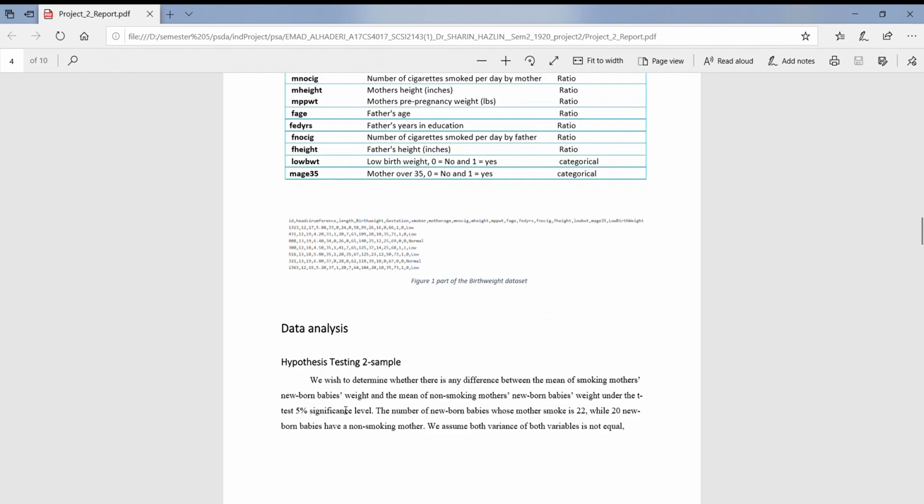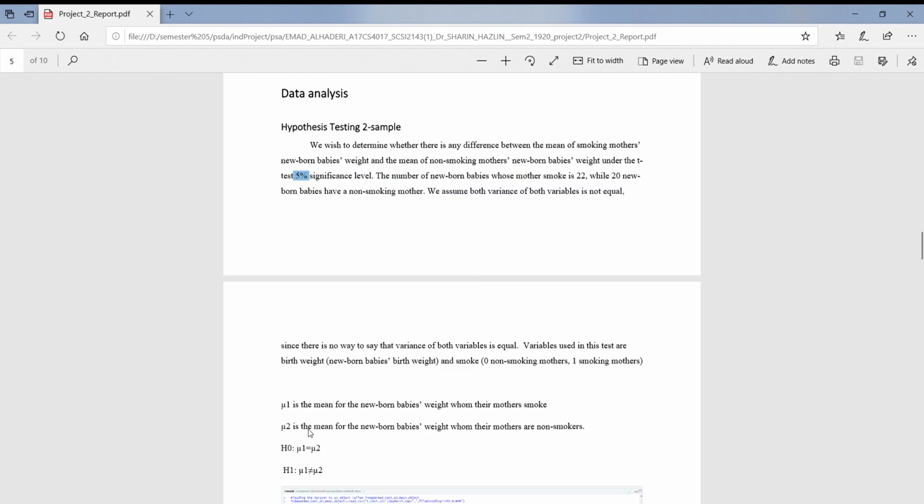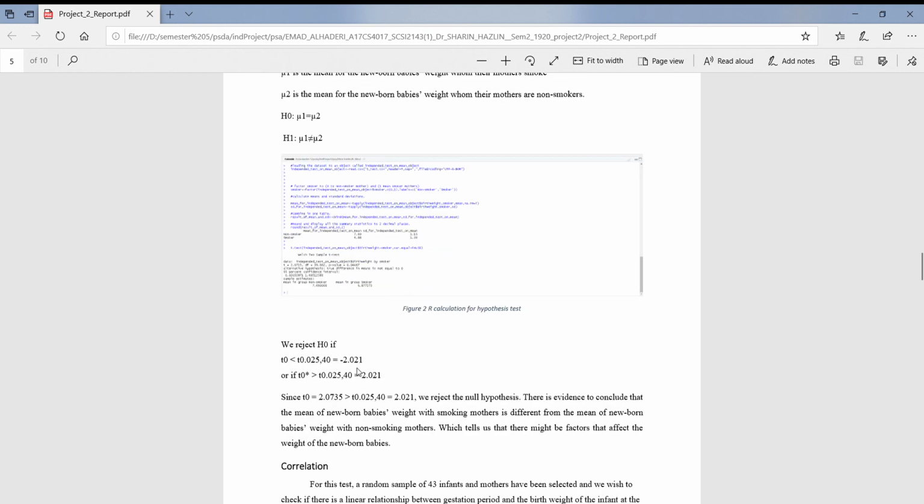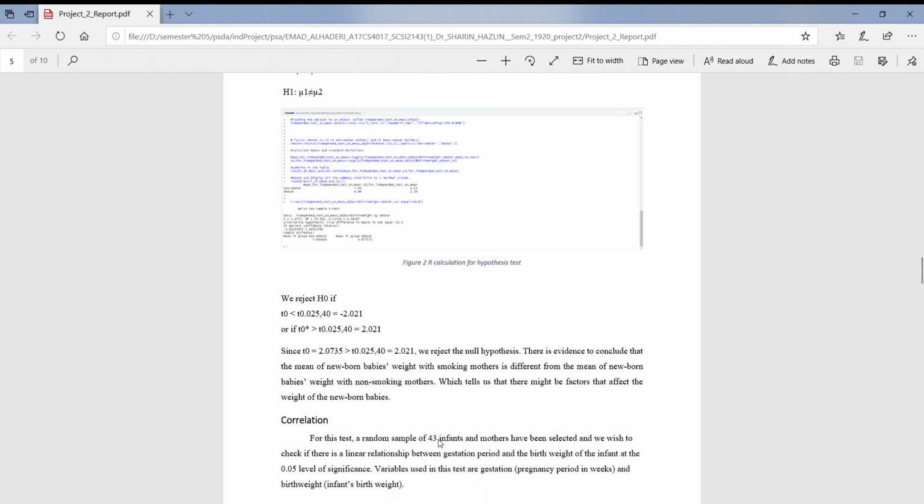So going to the data analysis, I will start first with the hypothesis testing of two samples. In this test, we wish to determine whether there is a difference between the mean of the smoking mother's newborn baby's weight and the mean of non-smoking mother's newborn baby's weight under the t-test at a 5% significance level. After conducting the test, I have come to the conclusion that the mean for the newborn baby's weight whose mothers don't smoke, and the mean for the newborn baby's weight whose mothers smoke, are different, which indicates that there are some factors that affect the values.